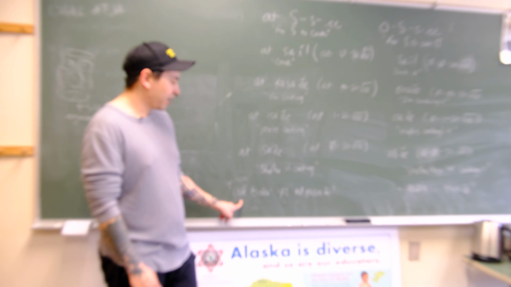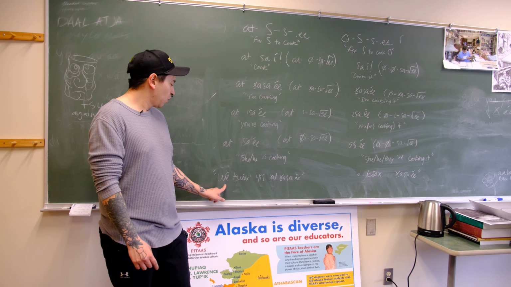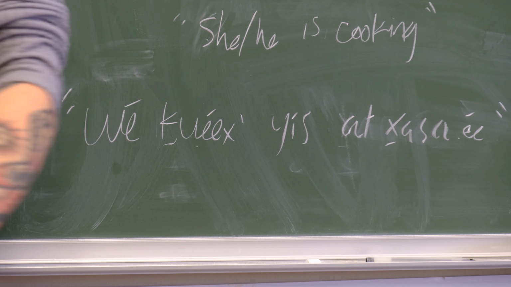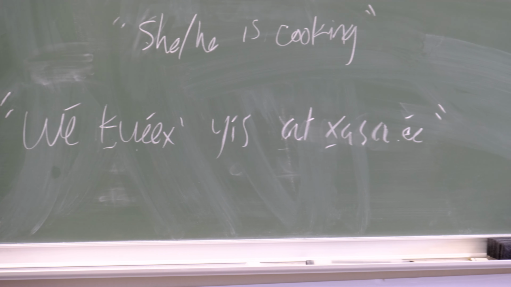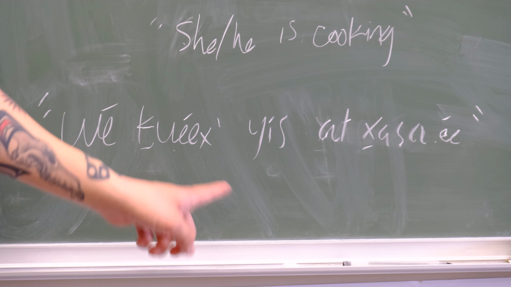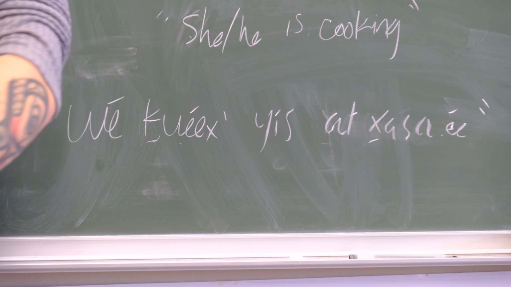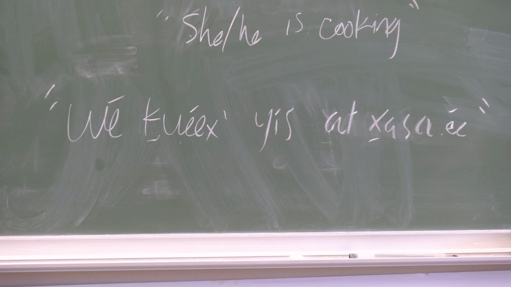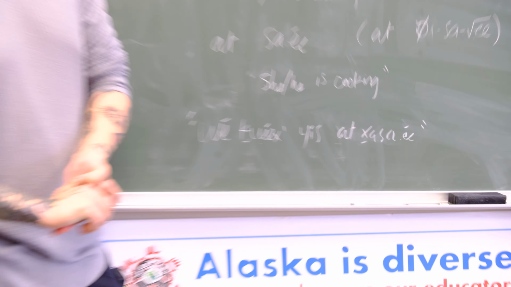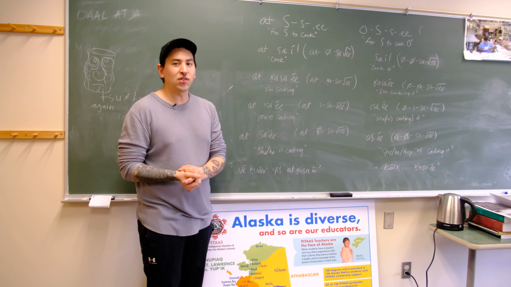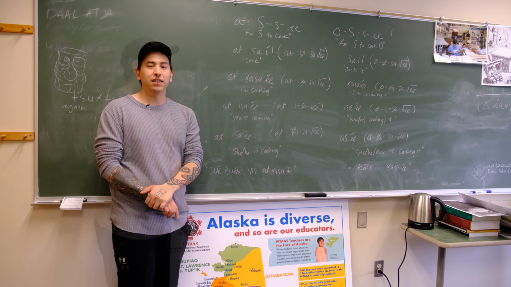And then here's an example sentence. Ḳu.éexʼ sa.ée. I am cooking for the ḳu.éexʼ. And notice it doesn't say what I'm cooking. I'm just saying I'm cooking. It's like if someone is asking, what are you doing today? And you say, I'm cooking for the ḳu.éexʼ.